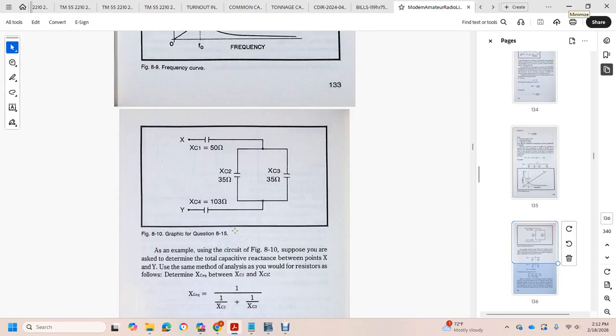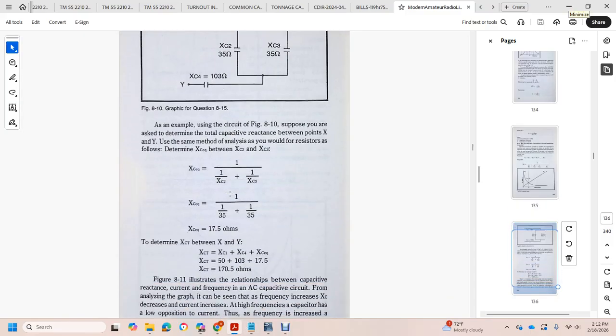Example of the circuit: we are asked to determine the total capacitive reactance between X and Y. Use the series method of analysis with the resistor and solve the capacitive equation between C2 and C3. The capacitance of the equation is equal to 1 over capacitor 2 plus 1 over capacitor 3, which is 17.5 ohms. Determine the total capacitive reactance between X and Y.